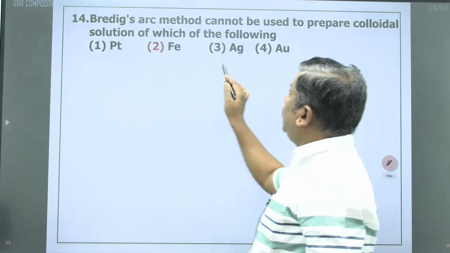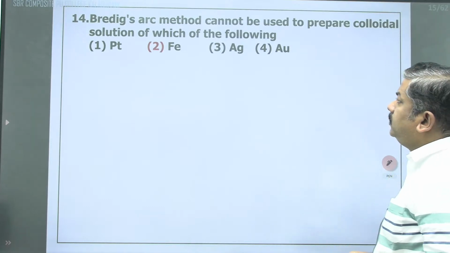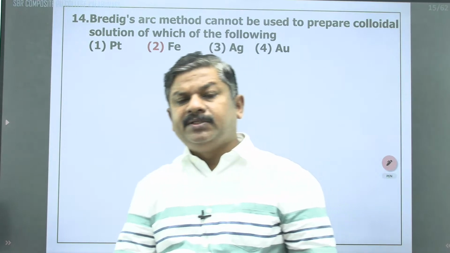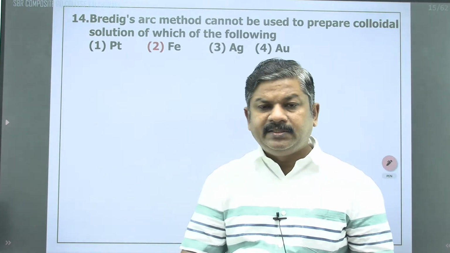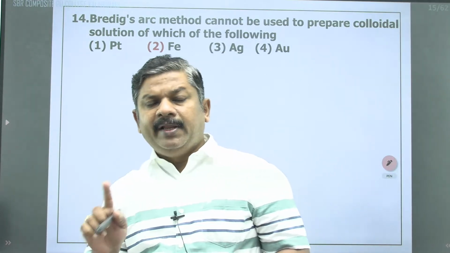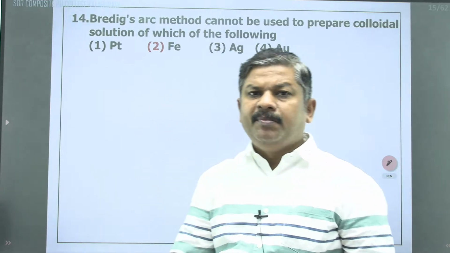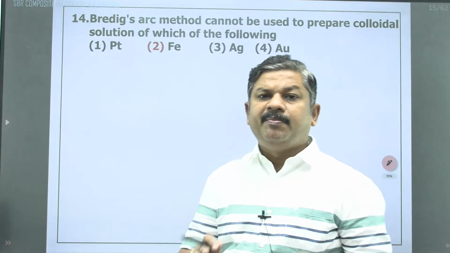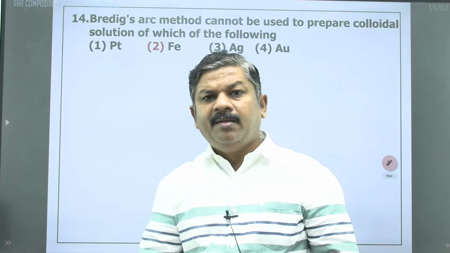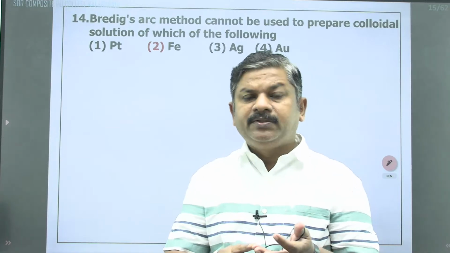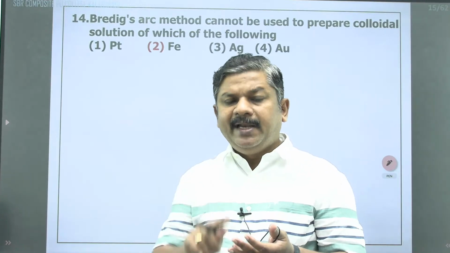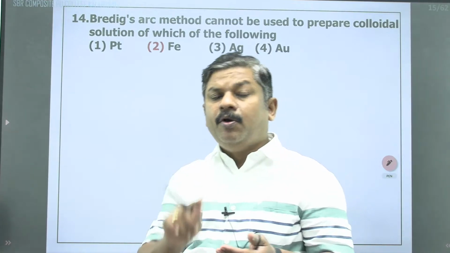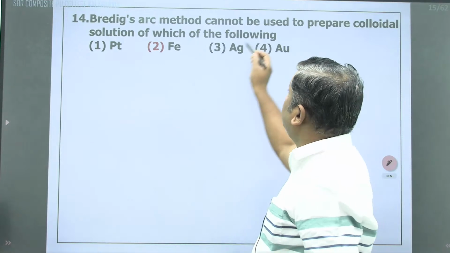14th one: Bredig arc method cannot be used to prepare colloidal solution of which of the following? Bredig arc method is one of the methods for the preparation of colloids, especially lyophobic colloids. If any metal does not have affinity with water or any particular solvent, such metal sols are prepared by using the Bredig arc method. Gold sol, silver sol, platinum sol, copper sol: wherever low reactive metals are involved, their sols are prepared by the Bredig arc method.